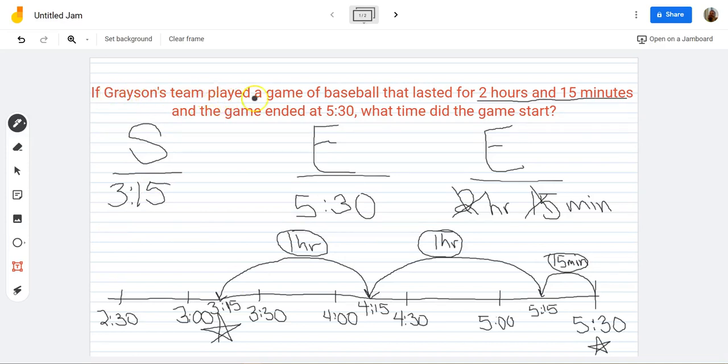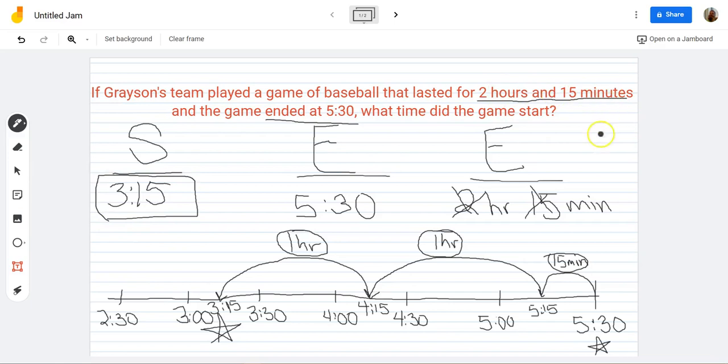If Grayson's team played a game of baseball that lasted for 2 hours and 15 minutes and the game ended at 5:30, what time did the game start? So again, we have our end time, 5:30. We put that under E. We're looking for the time the game started, and we're thinking that's 3:15.